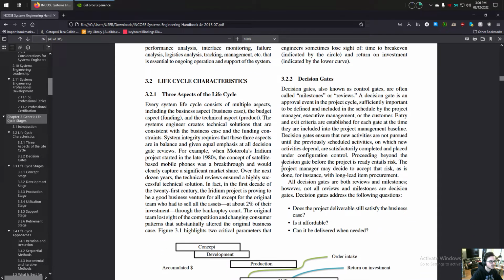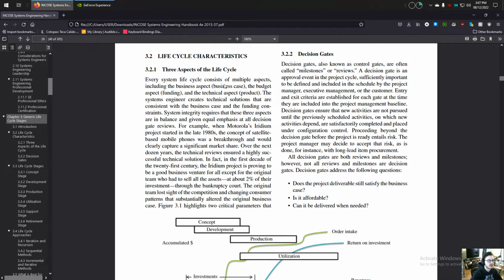Section 3.2. Life cycle characteristics. Three aspects of the life cycle. Every system life cycle consists of multiple aspects, including the business aspect, the business case, the budget aspect, funding, and the technical aspect, the product. The systems engineer creates technical solutions that are consistent with the business case and the funding constraints. System integrity requires that these three aspects are in balance and given equal emphasis at all decision gate reviews.